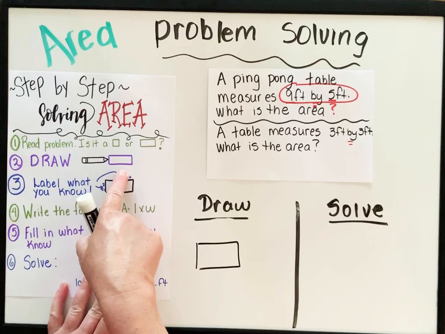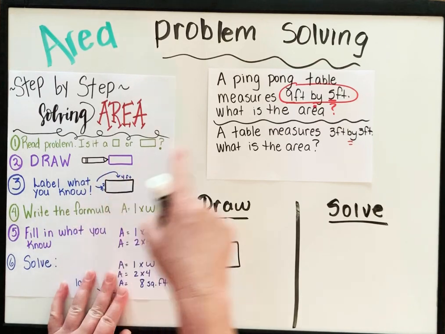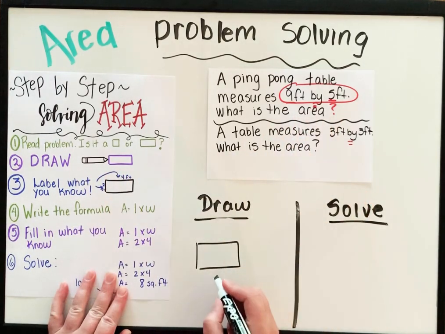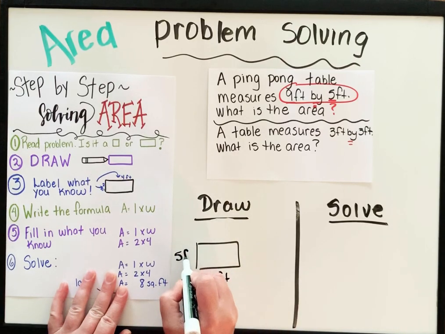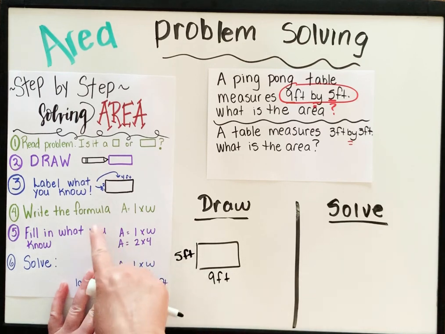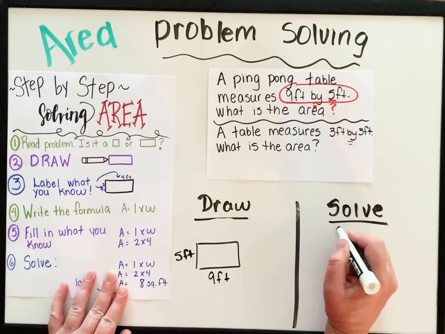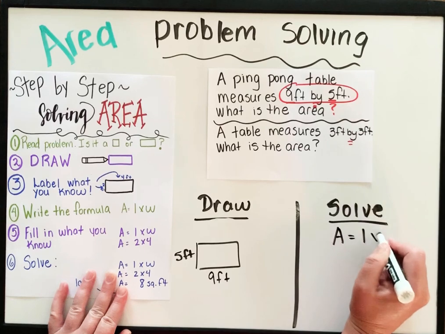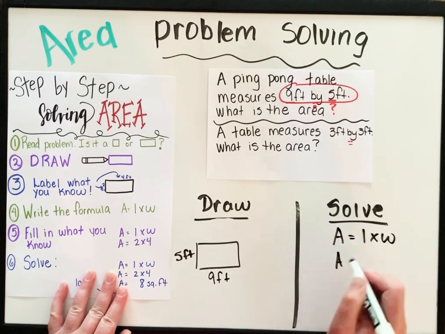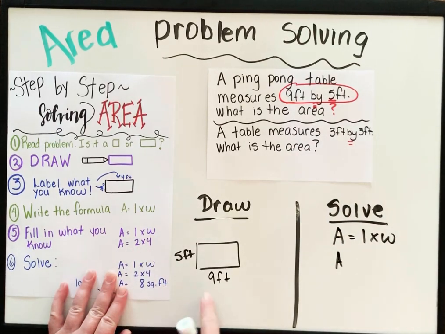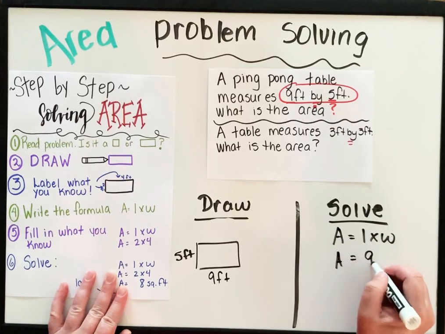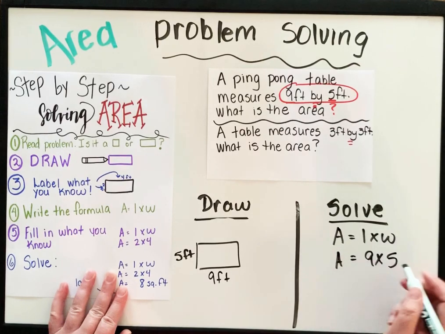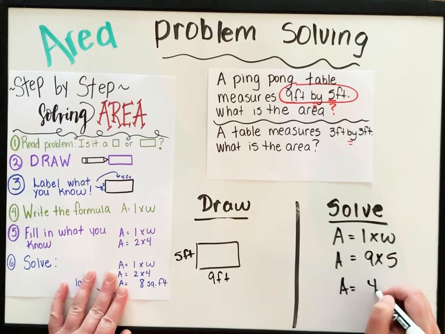I drew my rectangle. Now I'm going to label what I know. 9 feet by 5 feet means 9 feet by 5 feet. Okay, so I labeled what I knew. Now I'm going to write my formula for area of a rectangle. Area equals length times width. And now I'm going to fill in what I do know. I know my dimensions, 9 by 5, and now it's just a matter of solving.